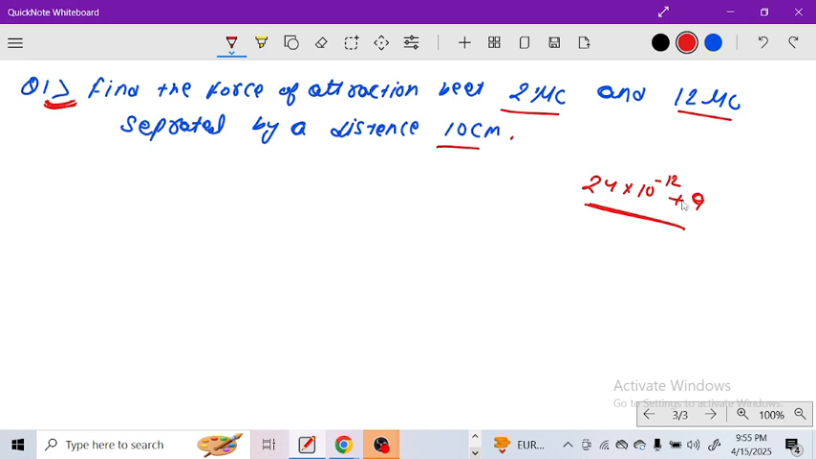No, sir, in the top, the exponent. Plus 9. So minus plus minus, you will get 24 into 10 raised to power minus 3. Yes, sir. If we subtract 12 and 9, we will get minus 3 because the larger number is 12.